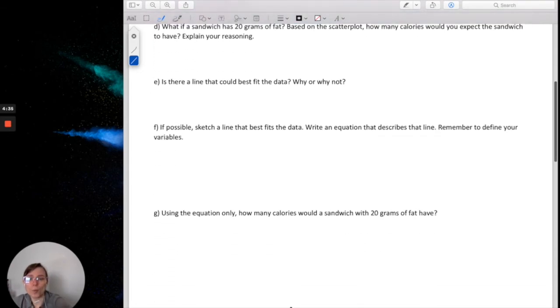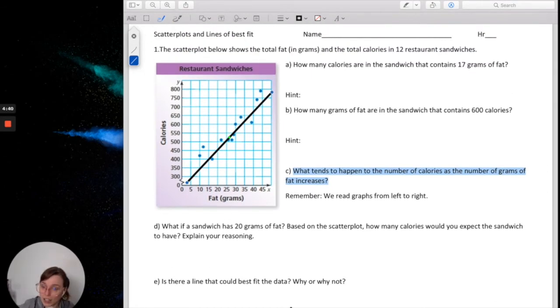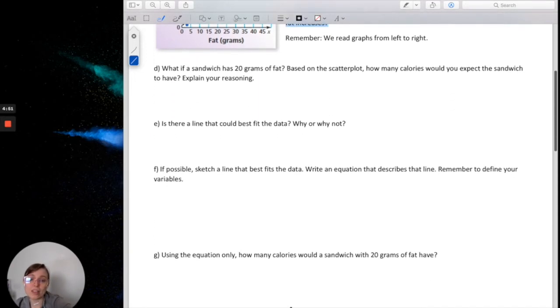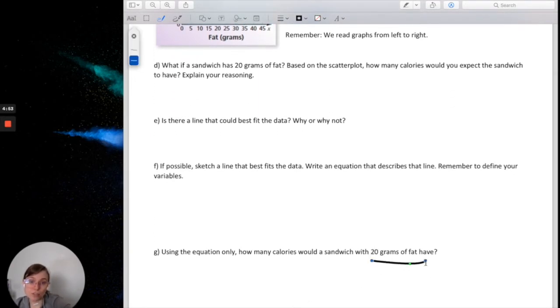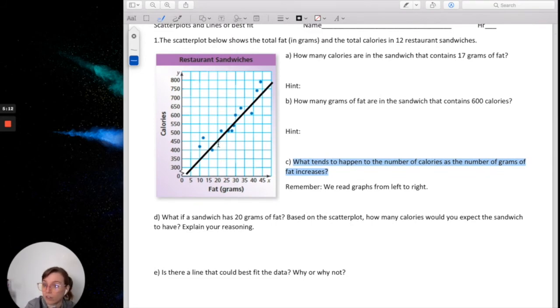Okay, using the equation only, notice that in our equation, your x is going to represent the number of fat grams, and your y is going to be the output, because if you input the number of fat grams, how many calories will come out? Calories is your output. So if you have 20 grams of fat, that's going to be your x, your input. In your equation, plug in or substitute that x equals 20, solve it for y, and that's how many calories your sandwich with 20 grams of fat, according to this line, will produce. So according to my line, it would be 450.